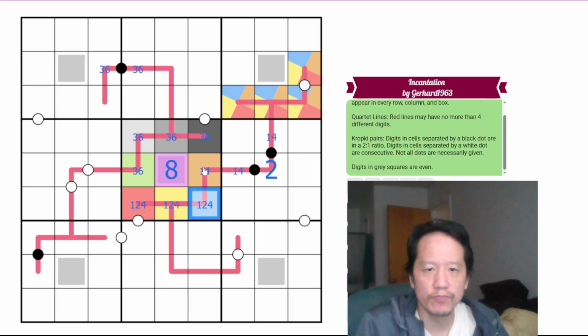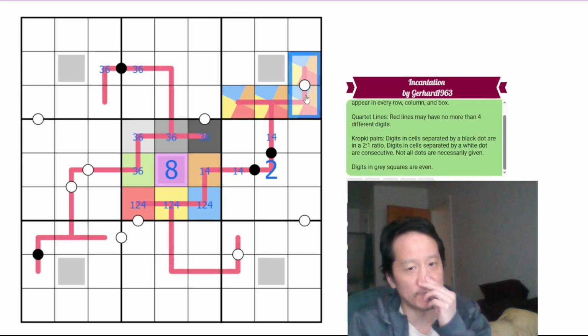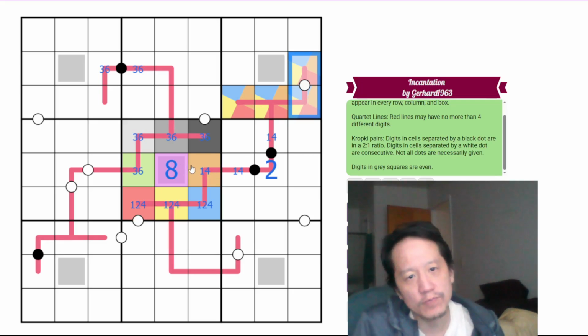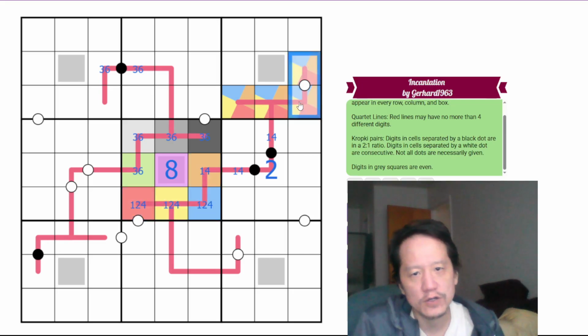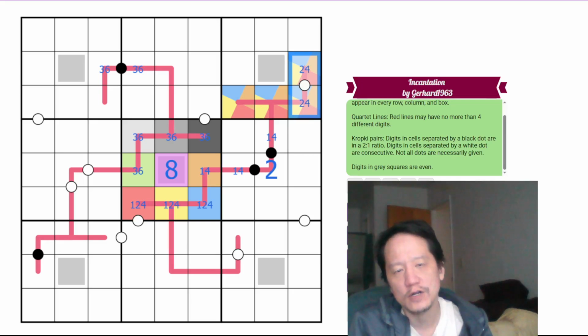Well, these two consecutive digits, one of them must be odd, the other must be even. Well, the only even digits in red, yellow, blue, and orange are 2 and 4. So one of these must be 2 or 4. The other has to be 1, 3, or 5 here.